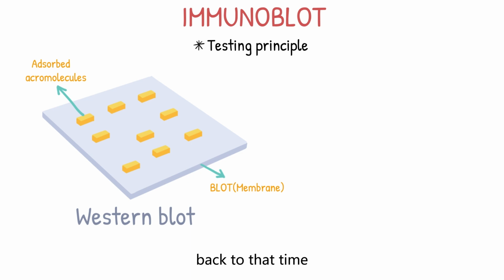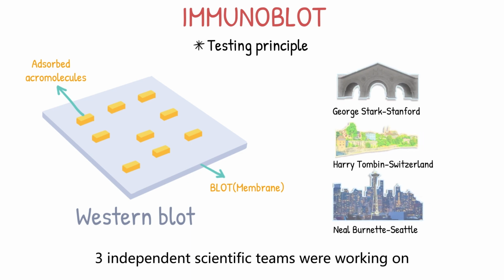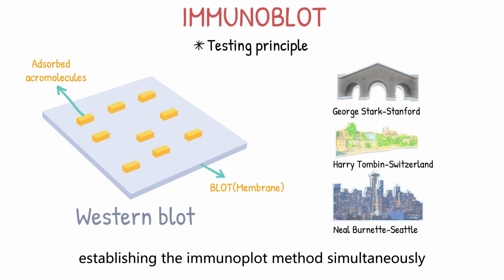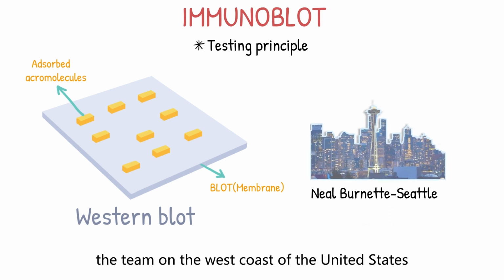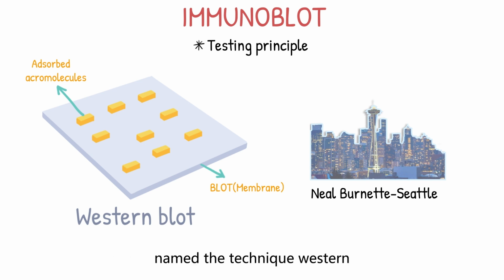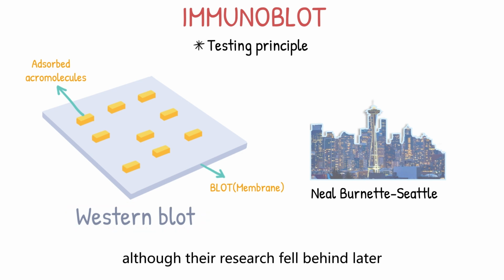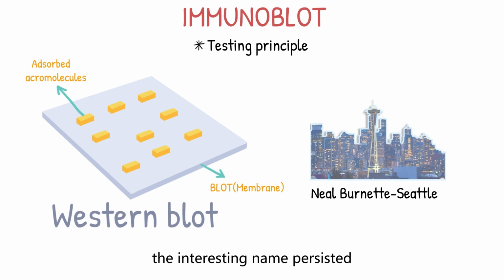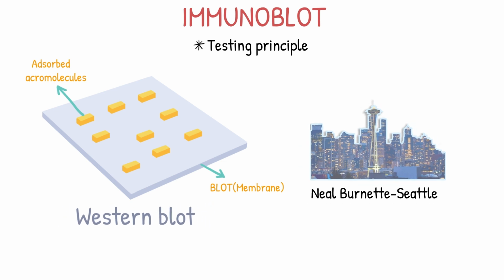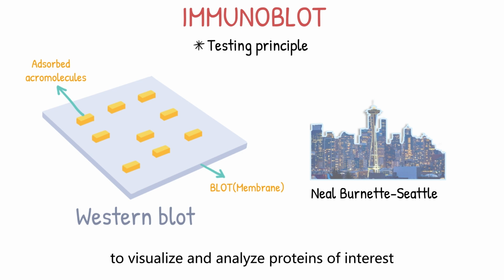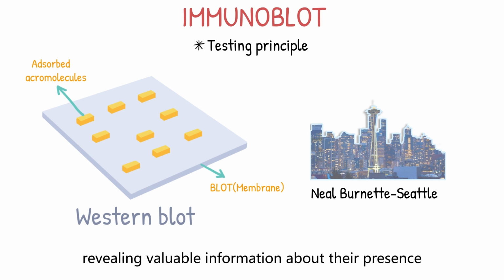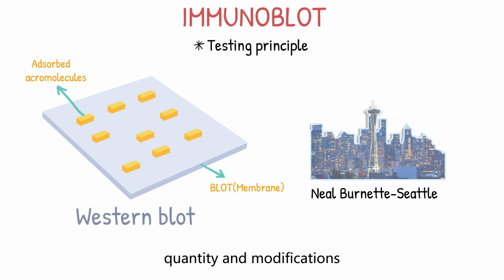Back to that time, three independent scientific teams were working on establishing the immunoblot method simultaneously. The team on the west coast of the United States named the technique Western blot based on their location. Although their research fell behind later, the interesting name persisted. This process enables researchers to visualize and analyze proteins of interest, revealing valuable information about their presence, quantity, and modifications.